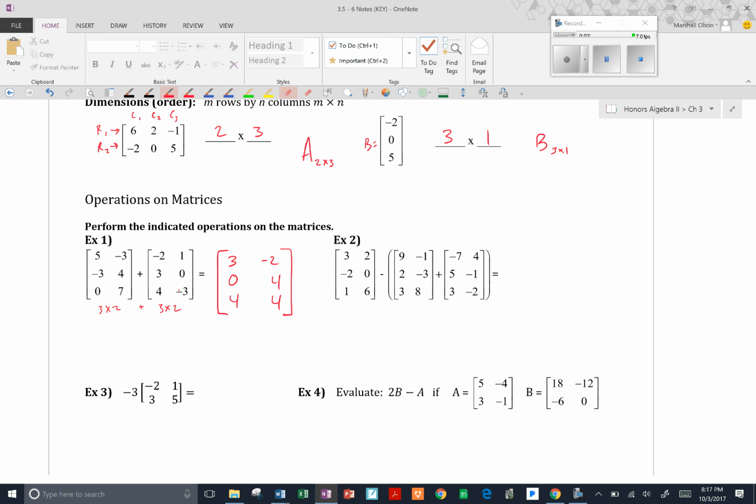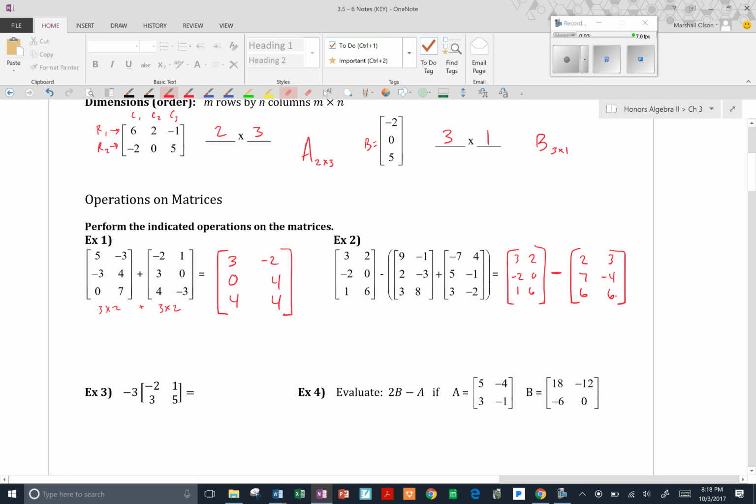Order of operations stay the same with matrices, so I'm going to take care of the stuff inside the parentheses here first and add those two matrices together. So I'm just going to rewrite that first 3 by 2 matrix, and then on the inside of that parentheses, I'm going to combine those two matrices. They're both 3 by 2, so I know I'm going to get a 3 by 2 in return. And I got rid of the parentheses since I'm combining them already. So we're going to take 9 and negative 7, which is 2. Negative 1 and 4, 2 and 5, negative 3 and negative 1, 3 and 3, and 8 and negative 2.